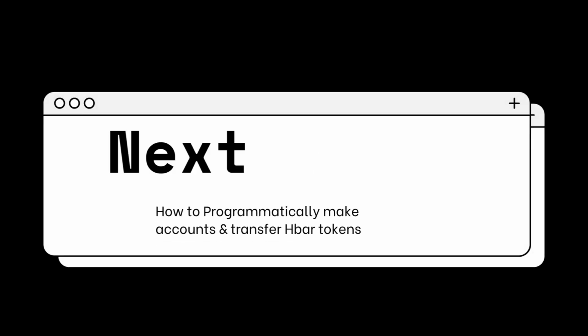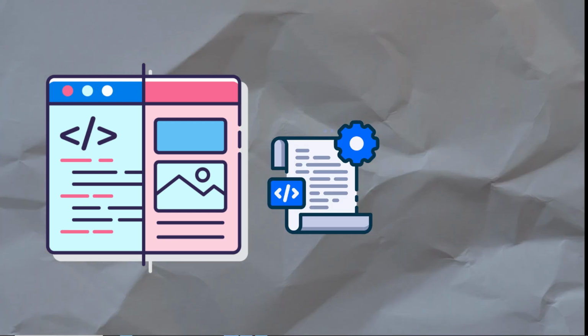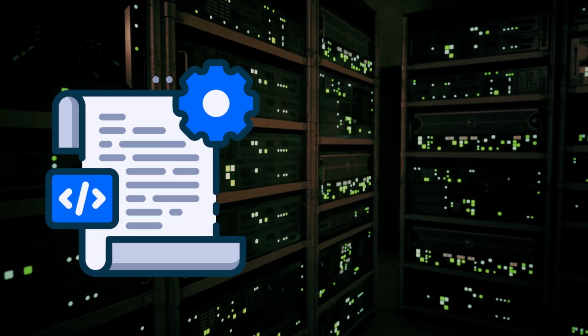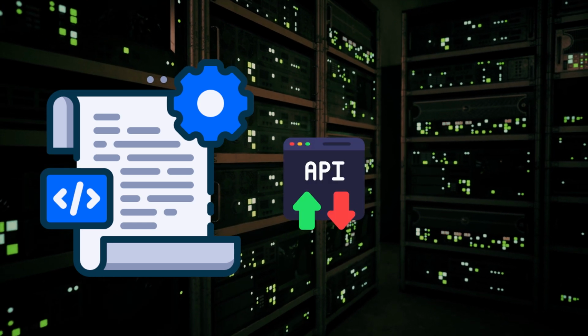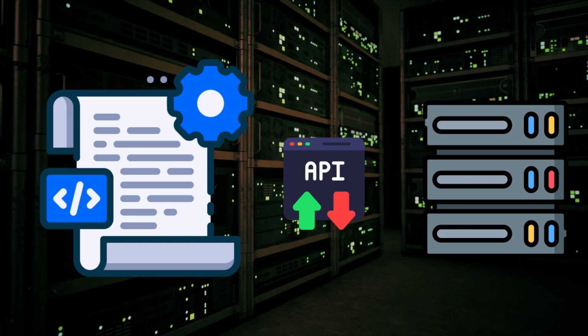In the next quest, we'll explore how we can do the same thing. Create an account and transfer Hbar between accounts, but this time programmatically instead of using a GUI. By programmatically, we mean creating a script and sending off API calls to the Hedera network, achieving whatever we just did but using code instead of a GUI.